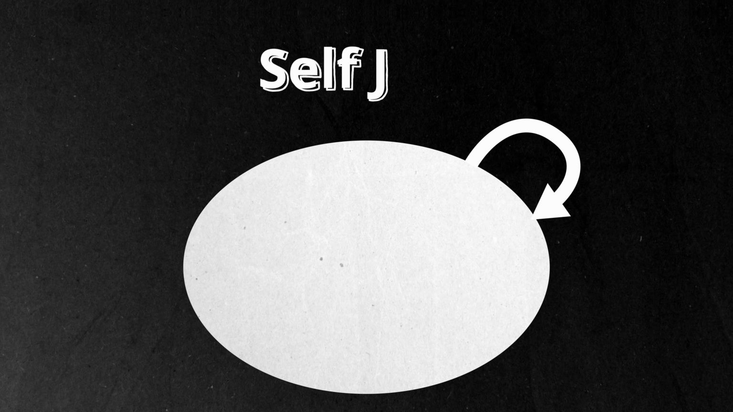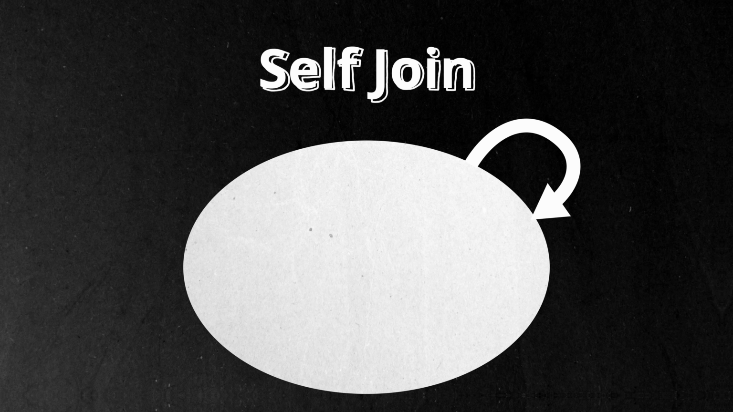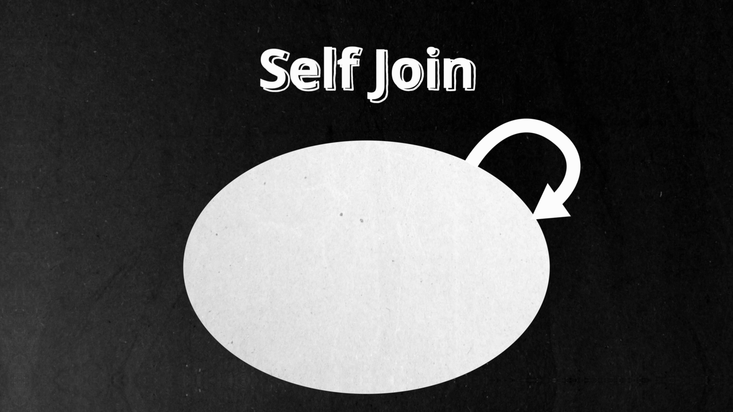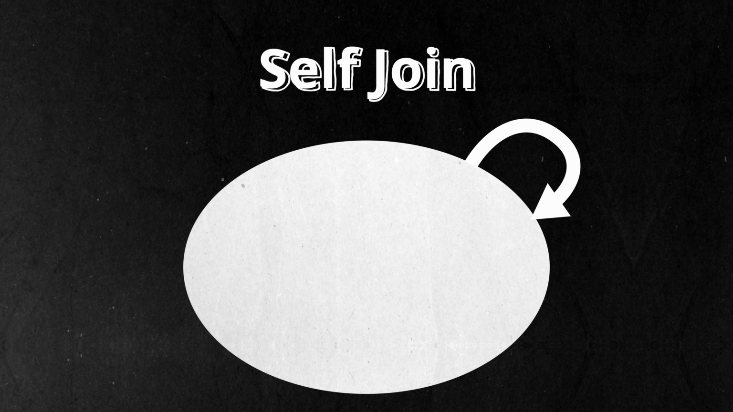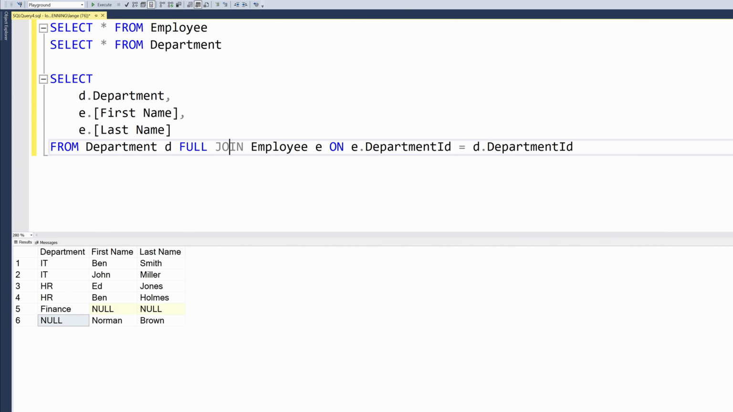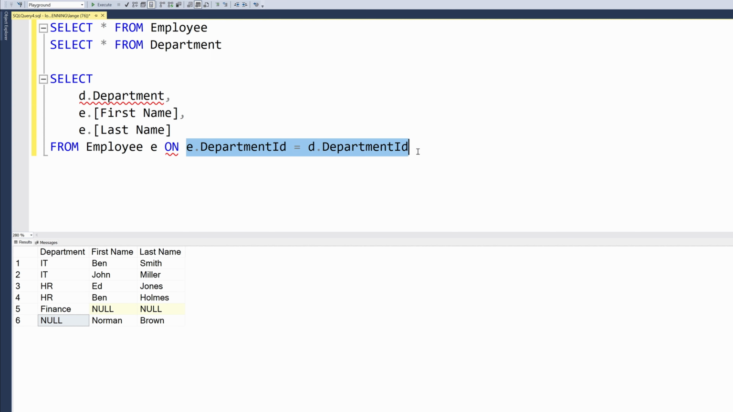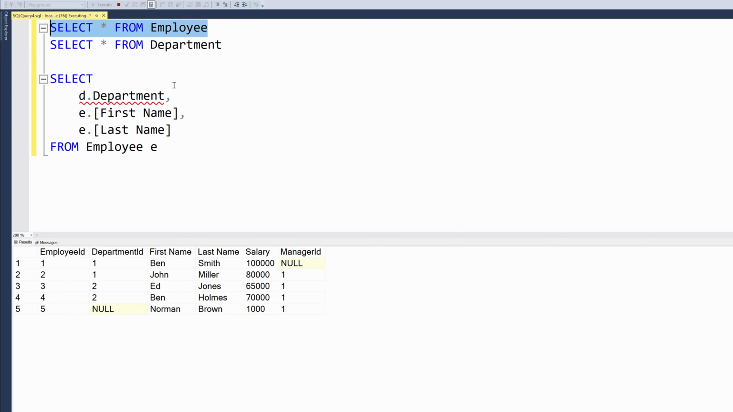First, let's start with a self-join. A self-join is a self-referencing join, which joins the table again with itself. Let's have a look in the code how this works out. First of all, let's get rid of the department. We will now only work with the employees. Let's have a look at the data.